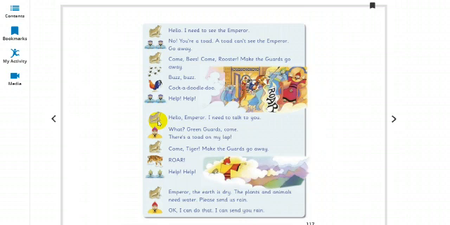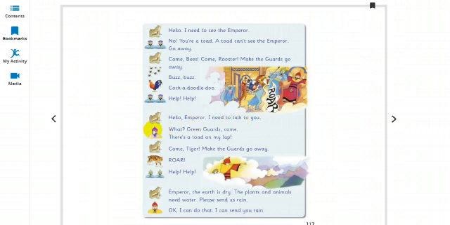So then the Toad says, "Hello, Emperor, I need to talk to you." When the guards ask for help, the Emperor comes out and the Toad sees the Emperor and says, "Hello, Emperor, I need to talk to you."